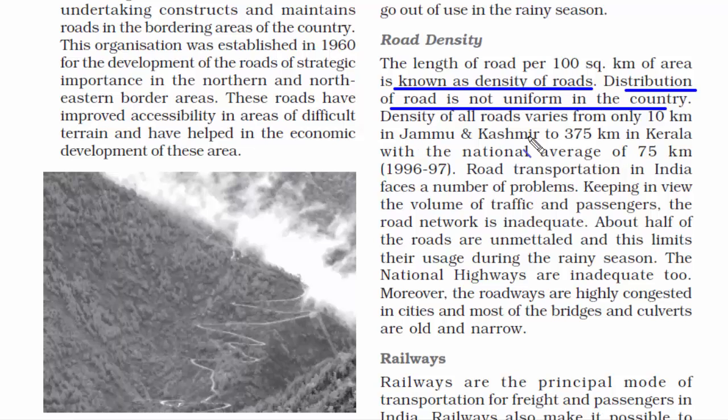A classic example is how road density in Jammu and Kashmir is 10 kilometers, and then in Kerala you have 375 kilometers. Similarly, in Jammu and Kashmir, we just have 10 kilometers of road network, and you could very much figure out the geographical barriers that both the states have. And moreover, the roadways are highly congested in cities, and most of the bridges and culverts are old and narrow. So yeah, this all adds to the problem of road network in India.